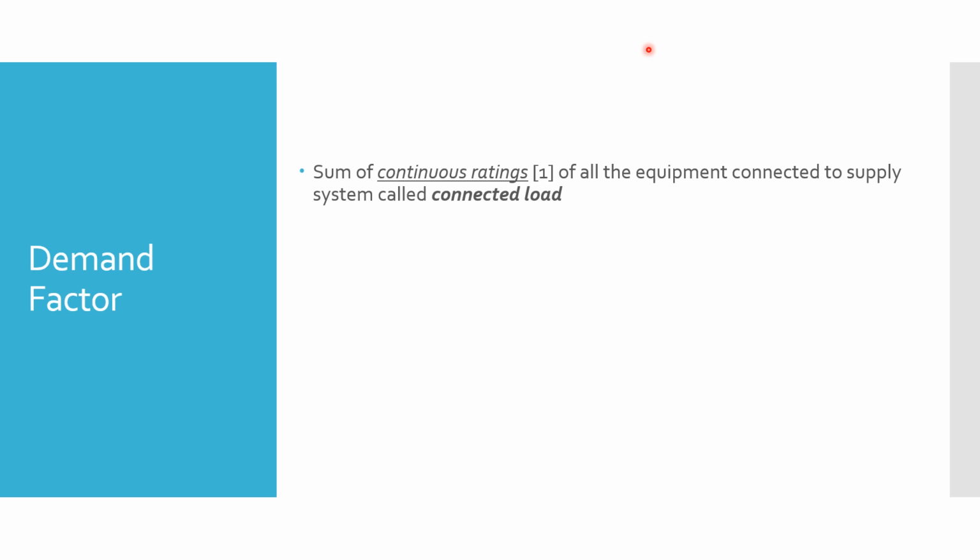So that is the continuous rating of that bulb. The continuous rating for a refrigerator might vary based on its duty cycle, the time for which it is on and the time for which it is off. So the continuous ratings are of all the equipment which are connected to the supply. The sum of continuous ratings of all the equipment connected to the supply for any given consumer is called the connected load of that consumer.